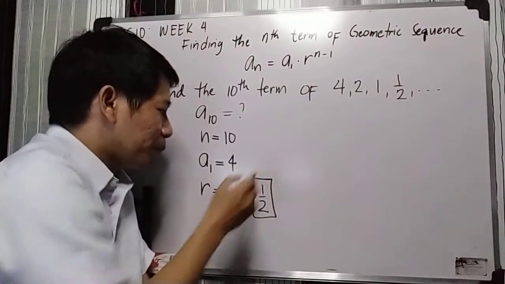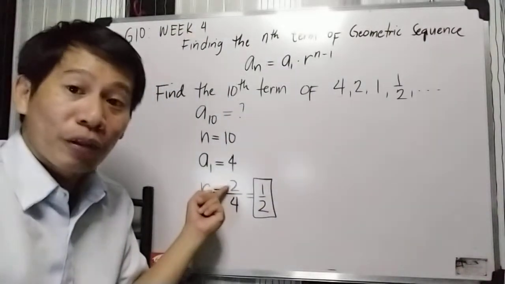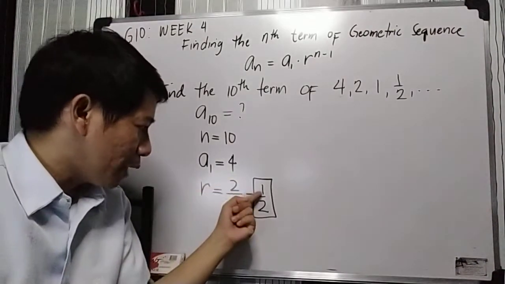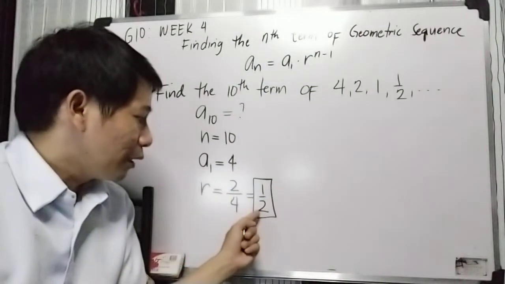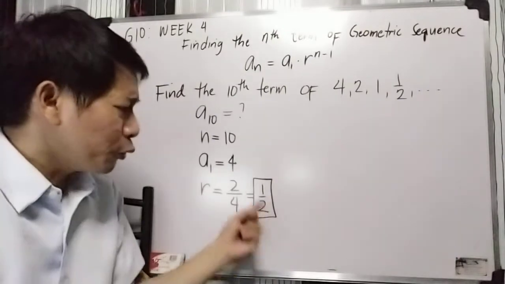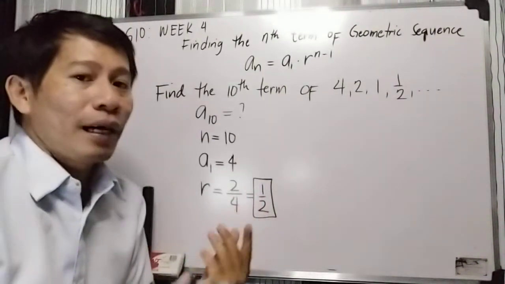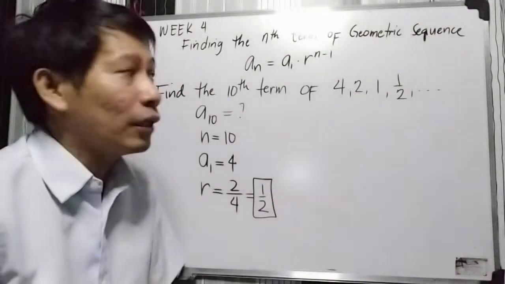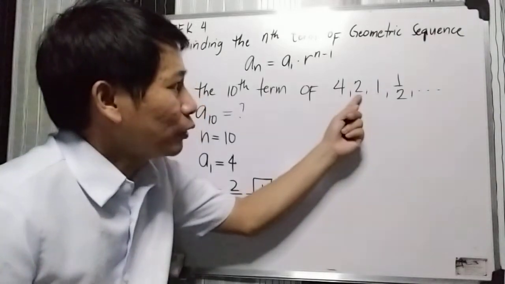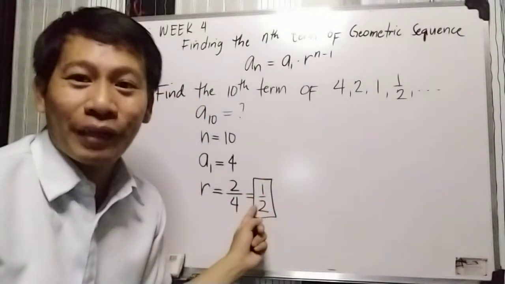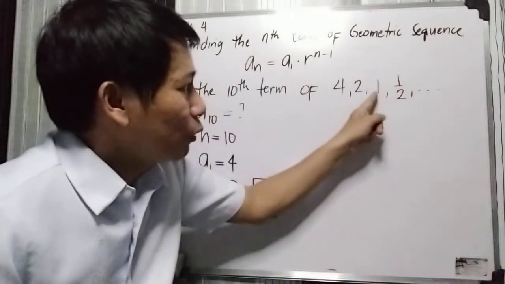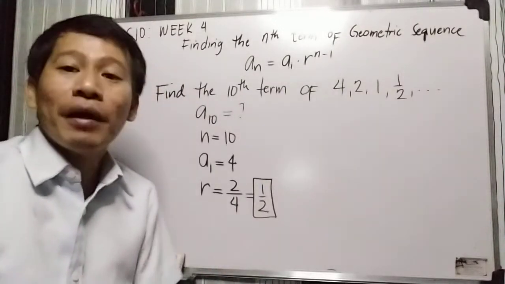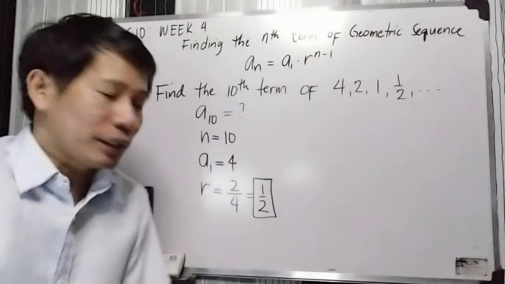So paano nakuha yung 1/2? We just divide both numerator and denominator by the GCF, and the GCF is 2. So 2 divided by 2 is 1, and 4 divided by 2 is 2. You can verify this common ratio by dividing any two successive terms in our given geometric sequence. Suppose we have this one: 1 over 2 is still 1/2, and then 1/2 divided by 1 is still 1/2. So therefore, our common ratio is correct, which is 1/2.